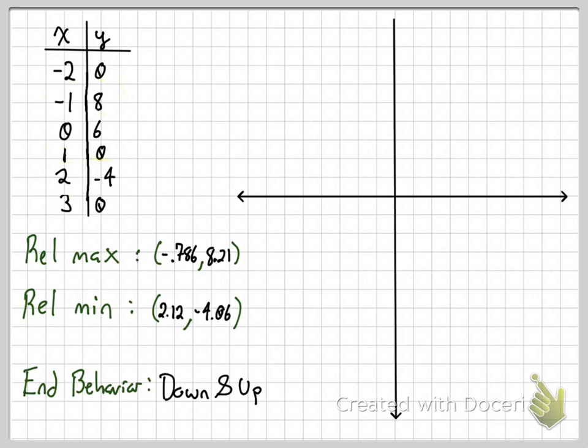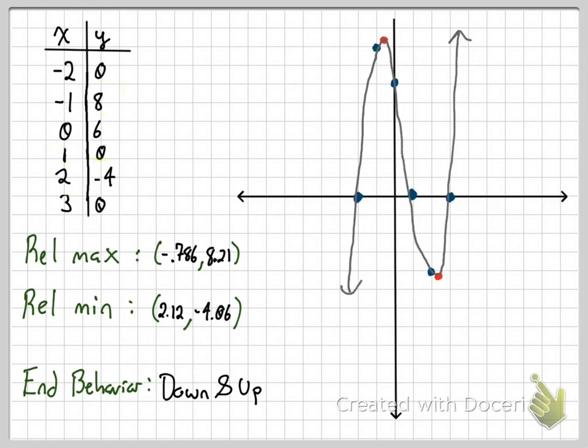So my very last step to put this all together to graph it is I want to plot all my points and connect the dots. So I'm going to plot negative 2, 0, negative 1, 8, my relative maximum value, 0, 6, 1, 0, 2, negative 4, my relative minimum value, and 3, 0. And from here, since I know that this function is going down and up, I'm going to connect the dots going in that direction. So I'm going to start moving down, and then I'm going to go up, and I'm going to end my graph moving upward, and I'd be done.